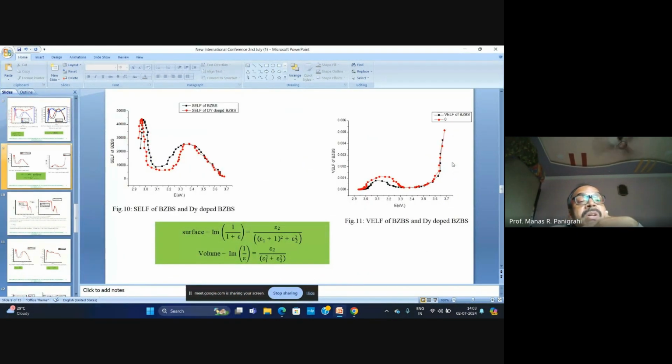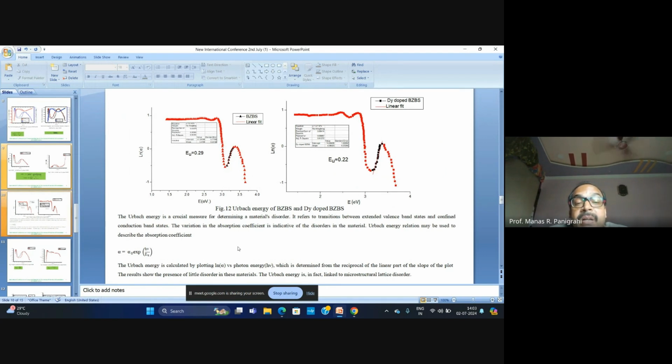Now this is the surface energy loss function and volume energy loss function, and for this we make use of this formula. And this is the energy loss function from the surface and from the total bulk material, and this relation indicates that this loss function is again, you see, maximum here at 3.4 electron volt. Again here it is minimum. Then it is abruptly increasing, and here it is decreasing.